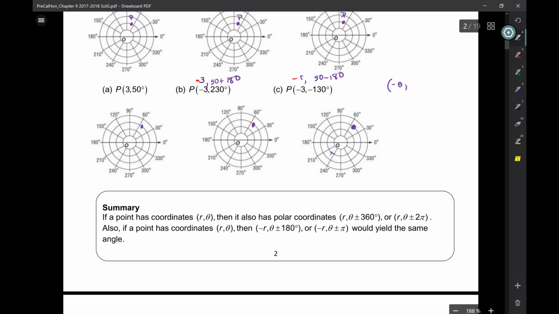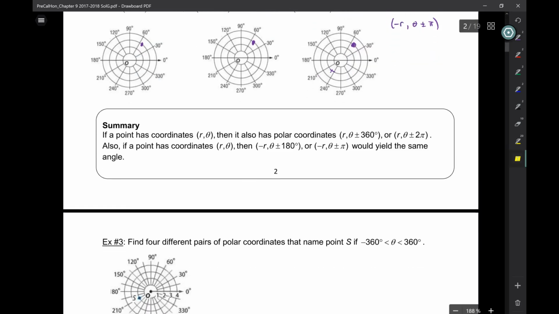Negative theta, I'm sorry, not negative theta, -R and theta plus or minus 180 is the same point, or theta plus or minus pi. Okay?